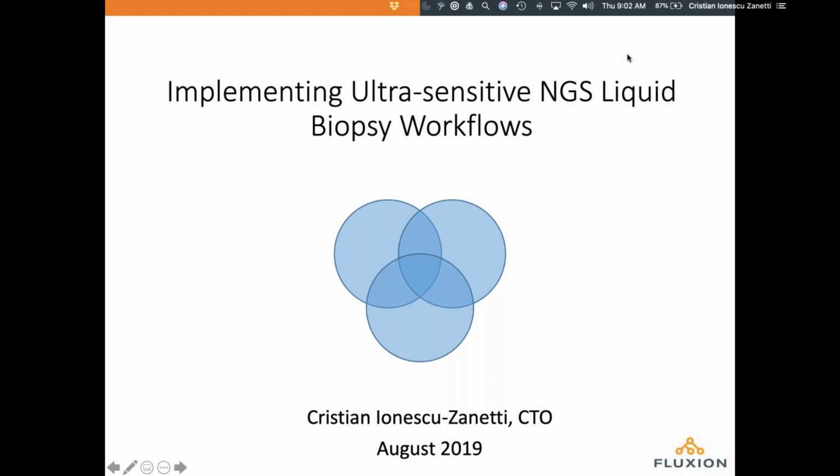Now, on to the talk. We'll be telling you about our unique approach to ultrasensitive liquid biopsy variant detection using ERASE-seq, the variant caller that we've developed, and this molecular amplification pool approach.